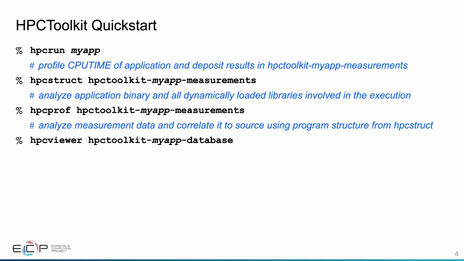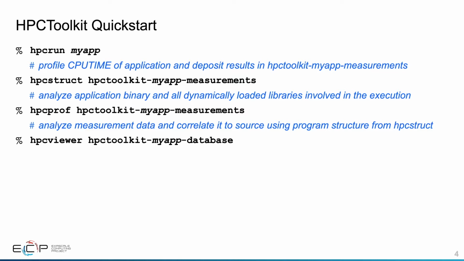This slide outlines how to use HPCToolkit to measure a sequential or multi-threaded application on a single node system. First, use hpcrun with no arguments to launch your application MyApp. This will profile the CPU time of your application and deposit the results in a directory, hpctoolkit-MyApp-measurements. The next step is to use hpcstruct to analyze the MyApp measurements directory. This will analyze the application binary and all dynamically loaded libraries that appeared in the address space as the application executed.